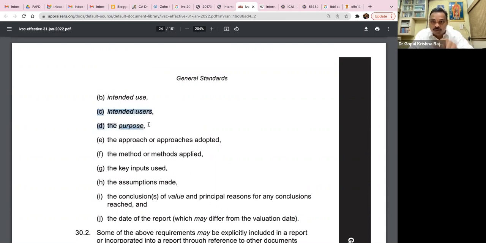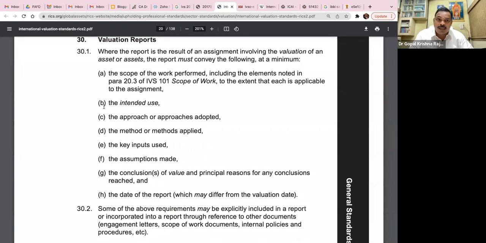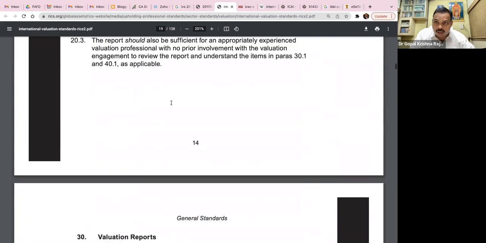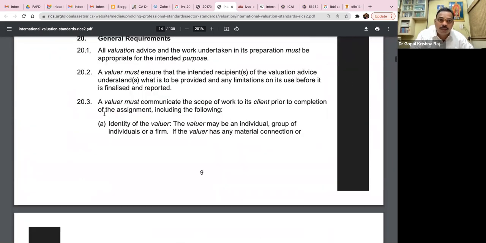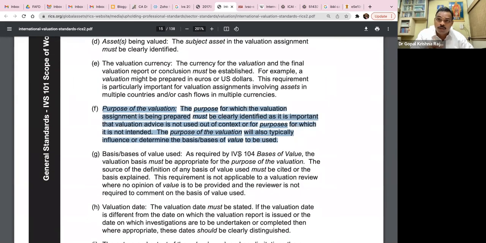Who are the intended users? What is the intended use? Okay. Intended users and the purpose. These two were missing in the international valuation standard. Intended users, who are the users? What is the purpose? But actually, in your scope, they are very clearly mentioned. Purpose should be there. You need to give the purpose, because please go to 101. This is 101. In 101 F, please look at F. Purpose of the valuation. This you have to mention in scope. Then if you are mentioning it in scope, then why are you missing it in the report?